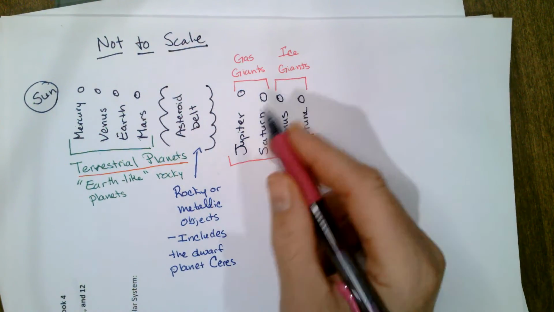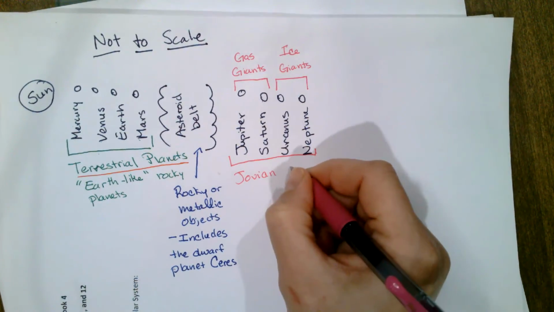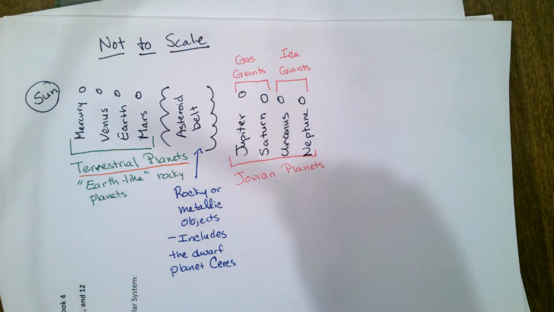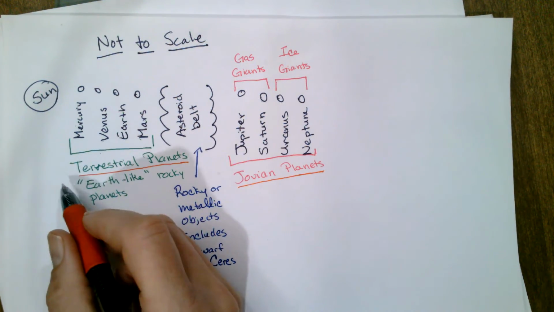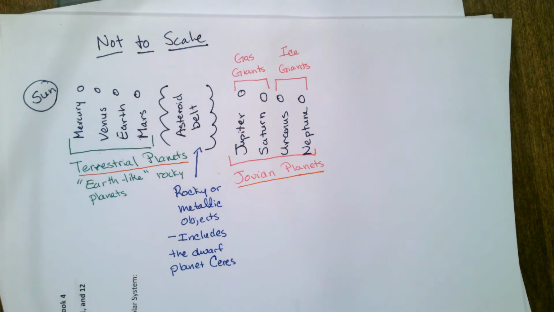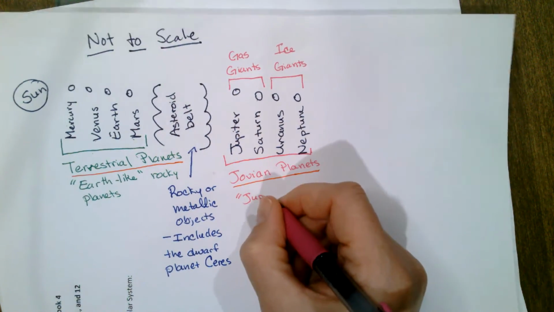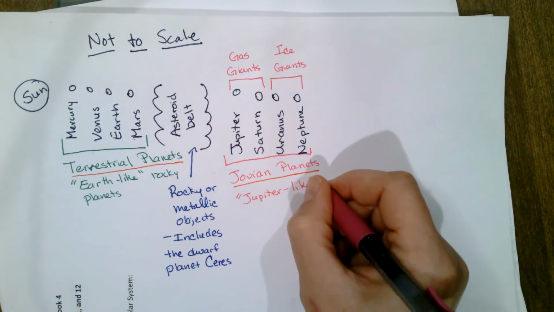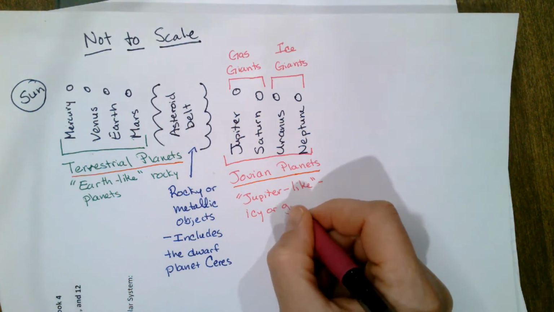Now, these planets together are known as the Jovian planets. Just like terra refers to Earth, and terraform means to make Earth-like, Jovian refers to Jupiter. And these tend to be icy or gassy.